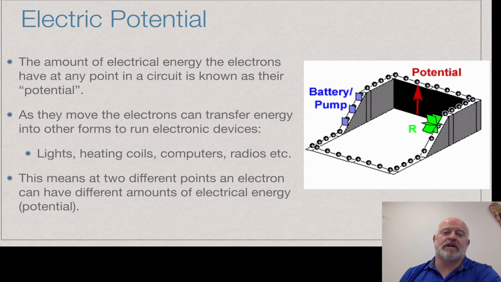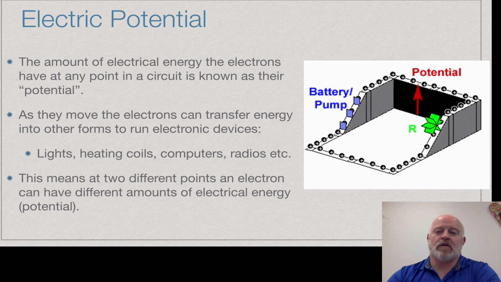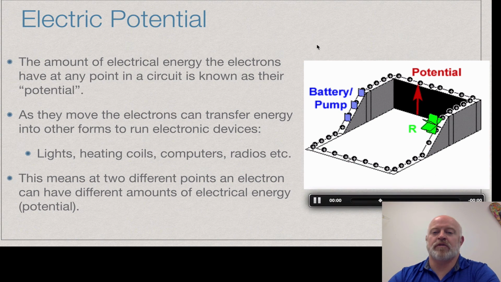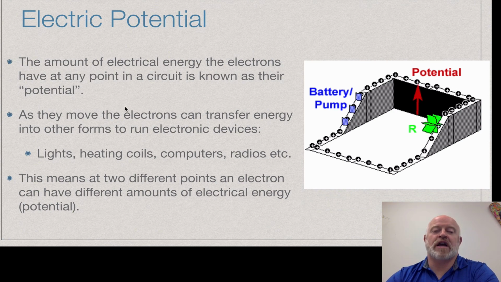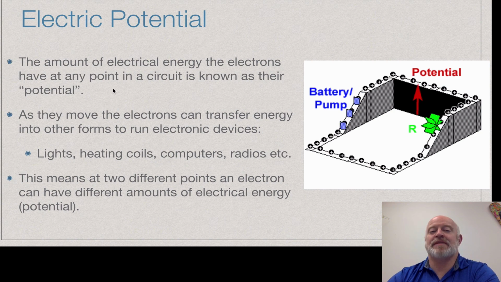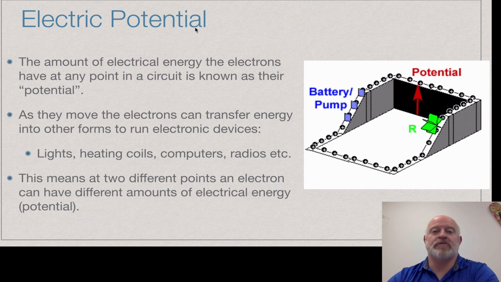First thing we want to talk about is the electric potential. We've seen this animation before, but we want to pull it up again because it does a really good job of showing us what we mean about electric potential. When you have electric potential, that's the amount of electrical energy the electrons have at any given point in a circuit. So it is a type of potential energy. It is the potential for them to do work for us, but electric work instead.